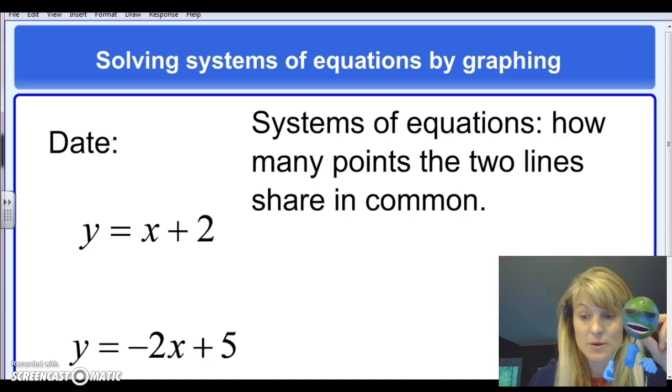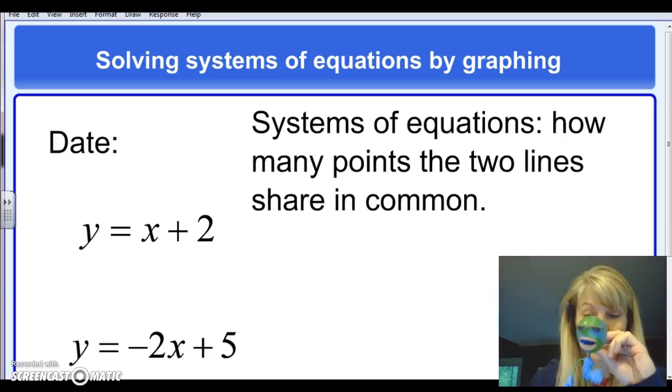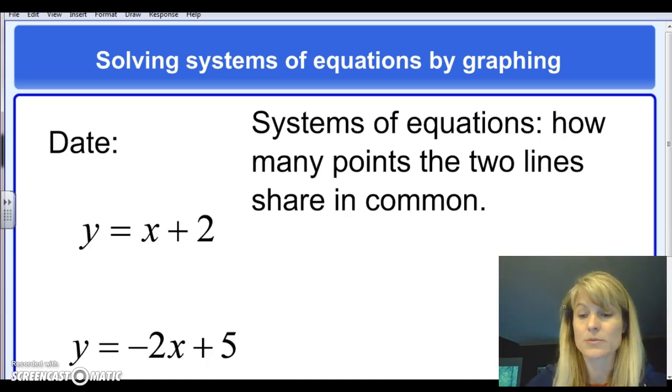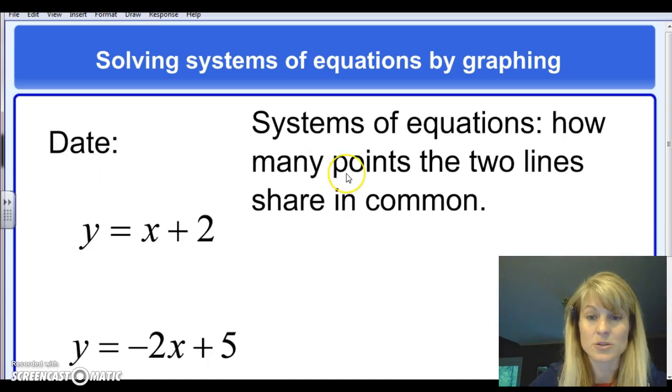So tonight's video is on systems of equations. Make sure to put your date on your paper. All right, so systems of equations is when you look to see if two graphs have a point in common or more than one point. So as this says, systems of equations show how many points the two lines share in common.